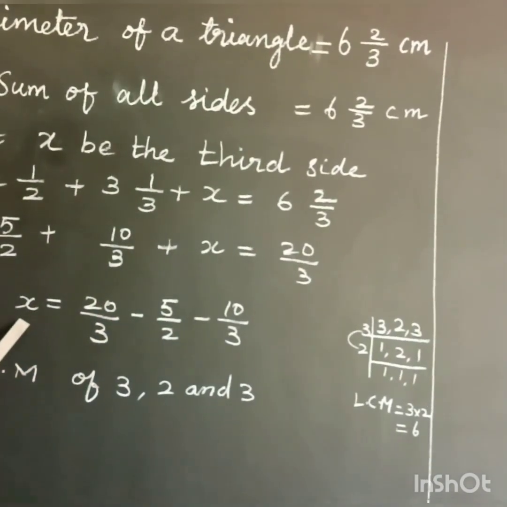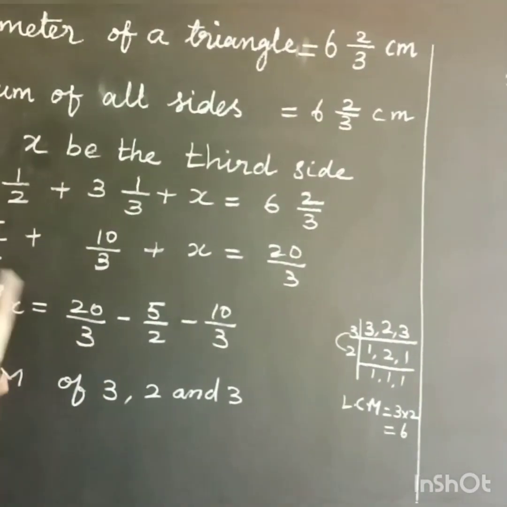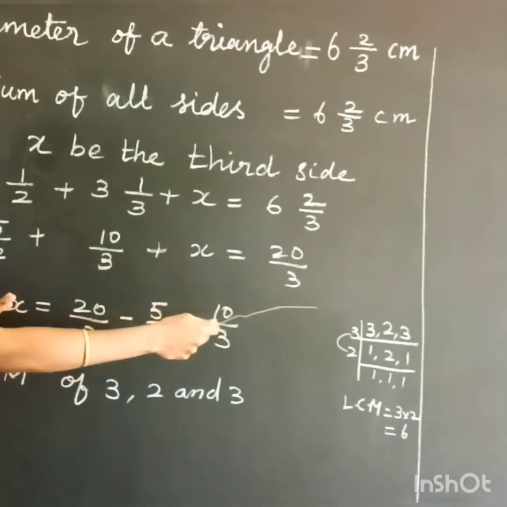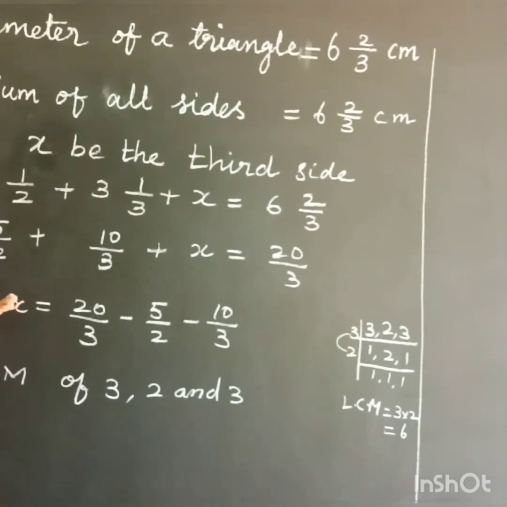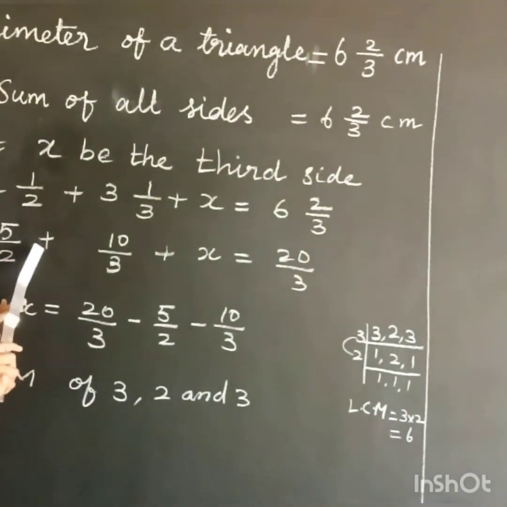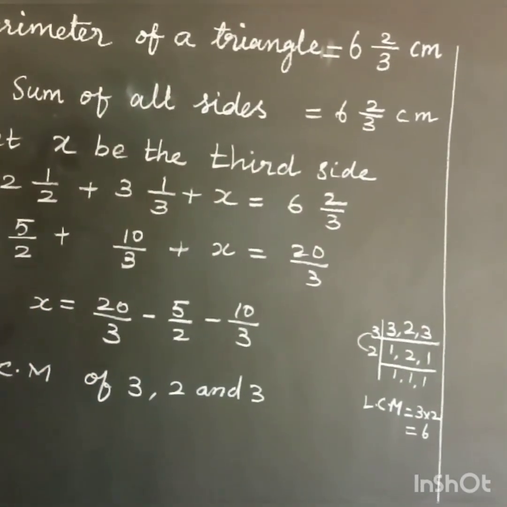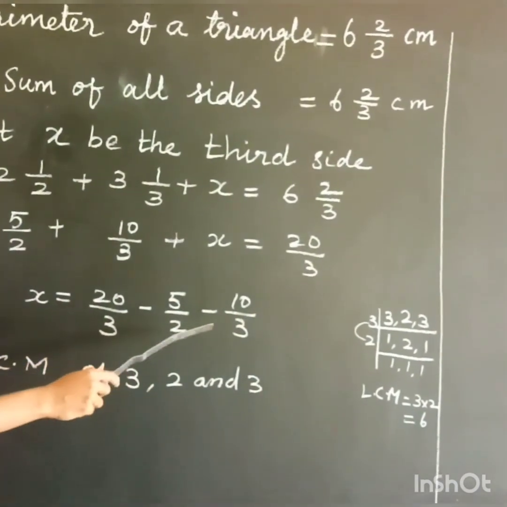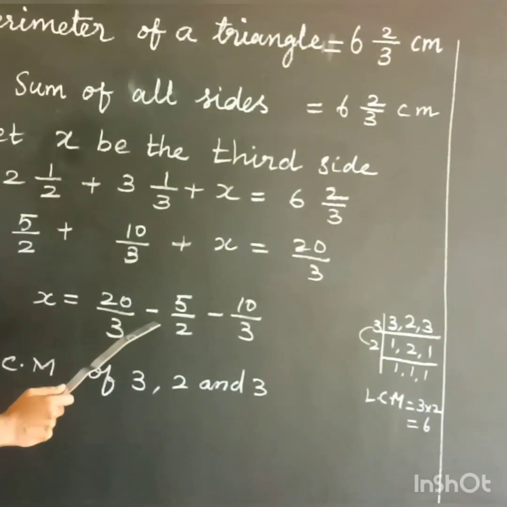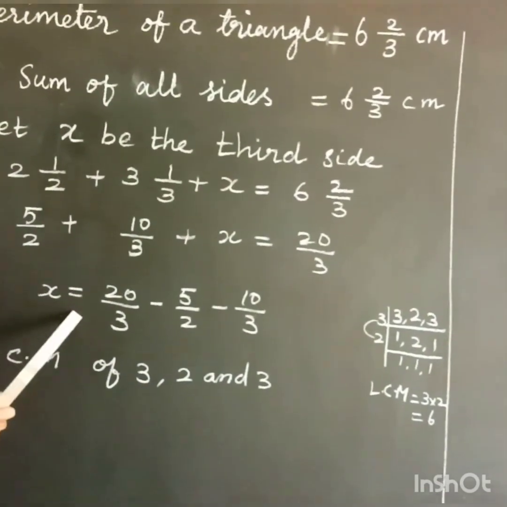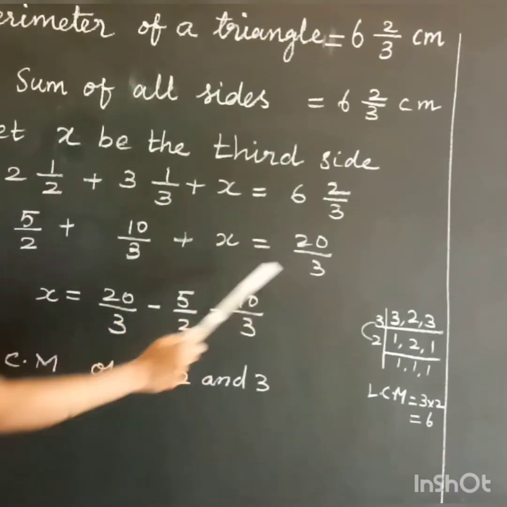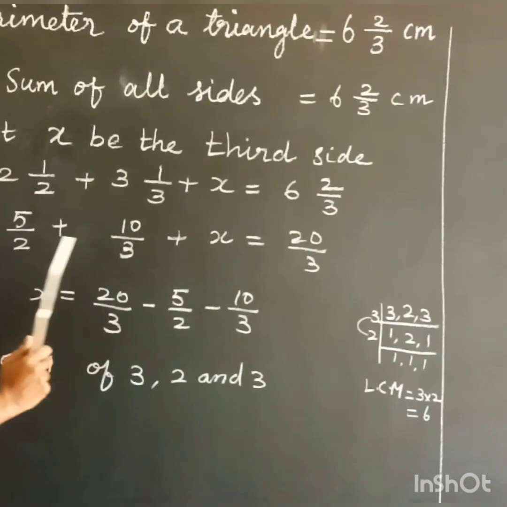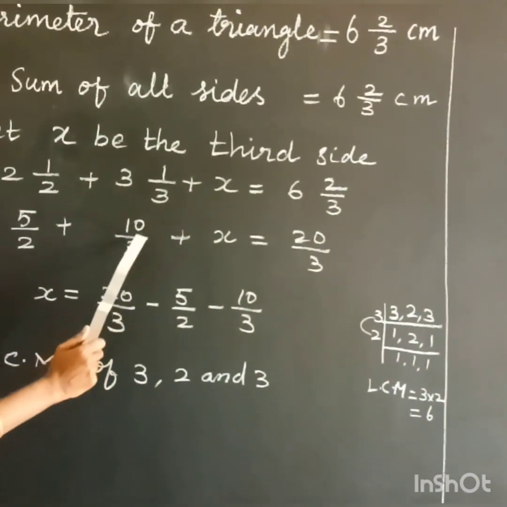So x, keep it on this side, the left hand side. The remaining improper fractions we move to the right hand side. The sign plus becomes minus. This plus becomes minus. If there is no sign before the number, it means it is a positive number, isn't it? So that one we are going to move, plus becomes minus. And x equal to 20 divided by 3 and then minus 10 divided by 3.